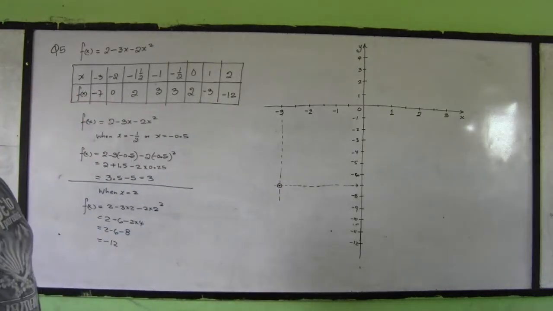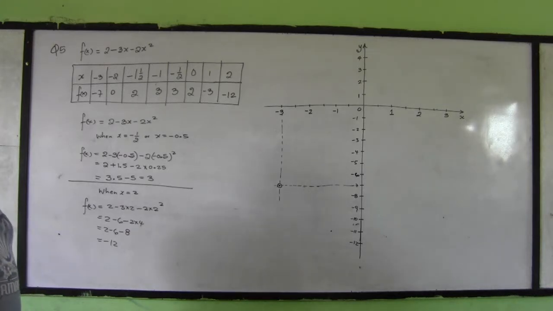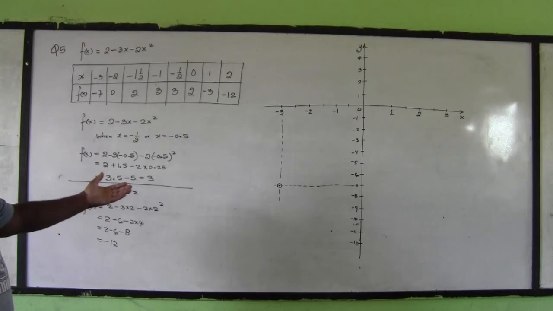Question: with this graph, do you expect a smile or a frown? A frown. Alright, that will be the first point. And everybody knows that you must not draw those dotted lines.